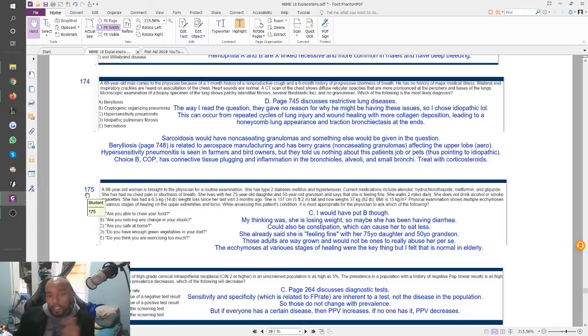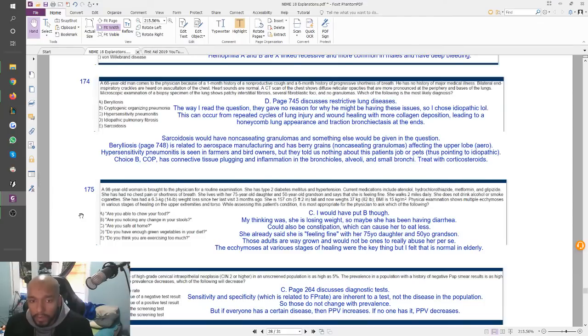98-year-old woman. This one I actually got wrong. So a 98-year-old woman is brought to the physician for a routine exam. She has type 2 diabetes and hypertension. Current medications include atenolol, hydrochlorothiazide, metformin, glipizide. No chest pain or shortness of breath. Lives with her 75-year-old daughter and 50-year-old grandson.